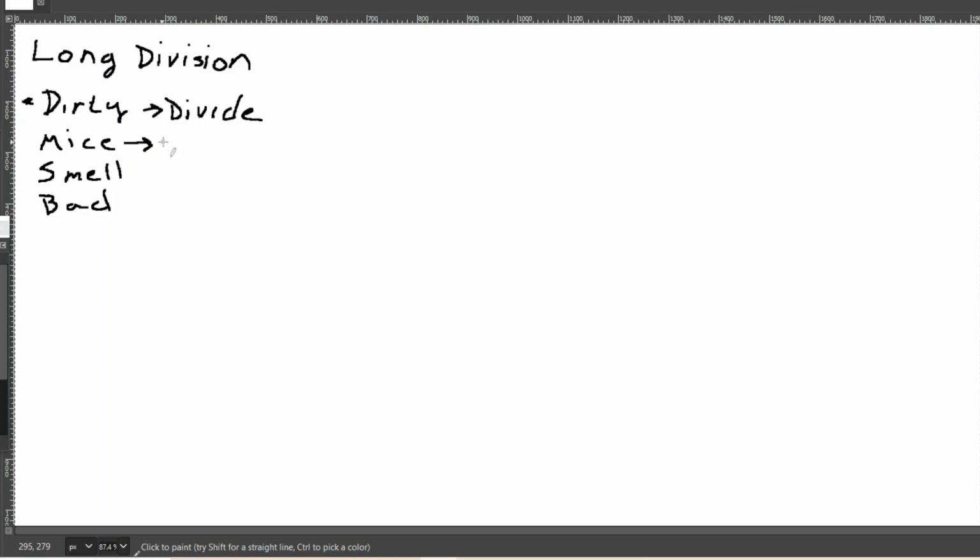Next, we're going to work with multiply. The S in smell is for subtract. And then finally, B is for bring down. So, dirty mice probably do smell bad, but that's how I remember it. The D is for divide, the M is for multiply, the S is for subtract, and the B is for bring down. So, without further ado, let's get into something.